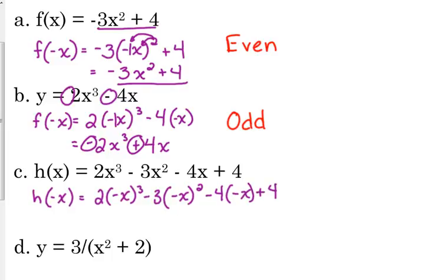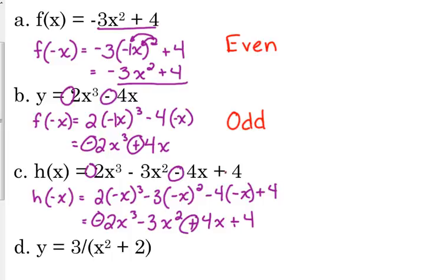Okay, negative x cubed, we just talked about that. That gives us negative 2x cubed. Squaring negative x gives us positive x squared. Negative 4 times negative x is positive 4x, and we didn't do anything to that plus 4 on the end. So all of our numbers stay the same, and the first sign is opposite, but the second sign isn't. The second sign stays the same. The third sign is opposite, but then the last sign stays the same.